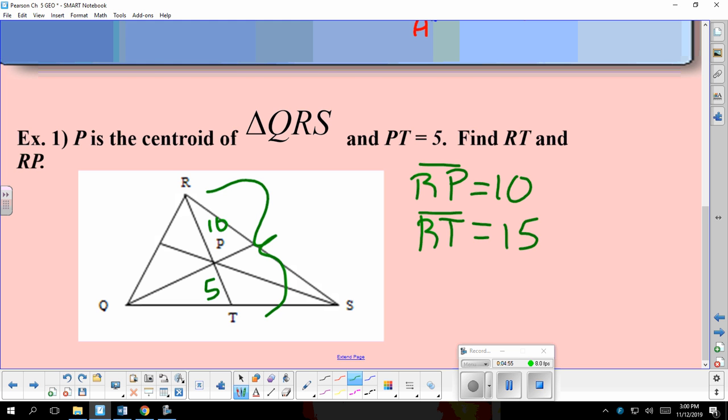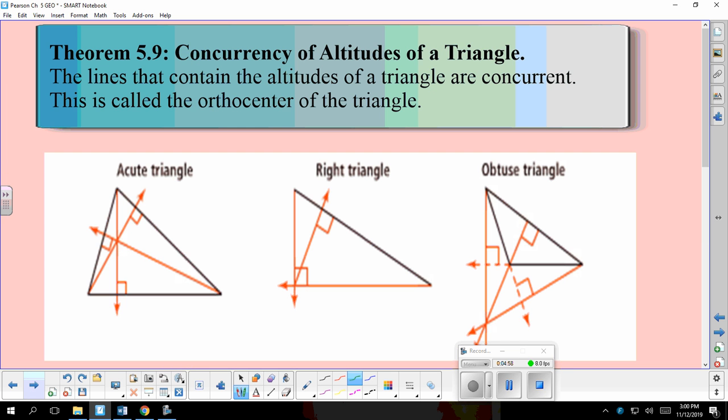Our last point of concurrency is the orthocenter. And the orthocenter is the point of concurrency of the altitudes of a triangle. Altitudes, hopefully, we've heard of before. That's how we measure the height of a triangle when we're trying to find area. So altitude comes off perpendicular from a side to the opposite vertex. Altitudes can be outside of a triangle, as is the case with an obtuse triangle.